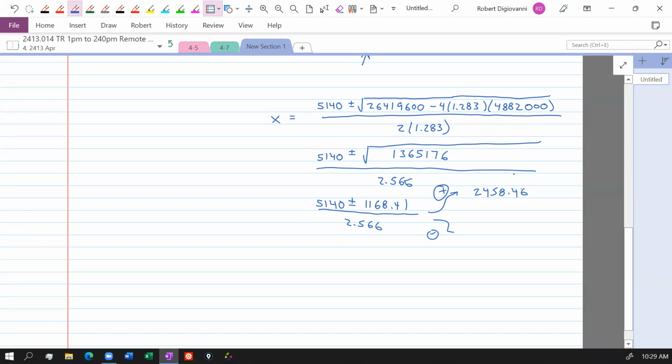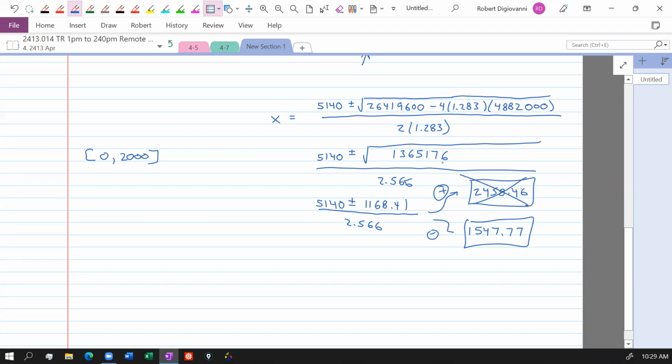2458.46. And if I do the other one, 5140 minus 1168.41, and then divide that by 2.566, I get 1547.77. Okay, so I have two critical numbers. Here they are. But remember that we were on the interval between 0 and 2000. And so this one is outside of that interval, so I'm not going to look at that.